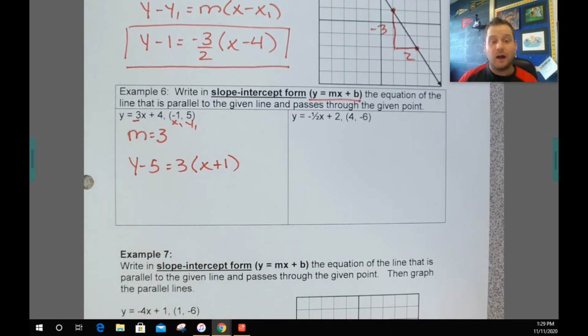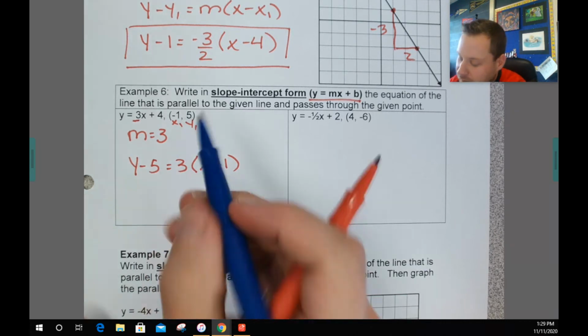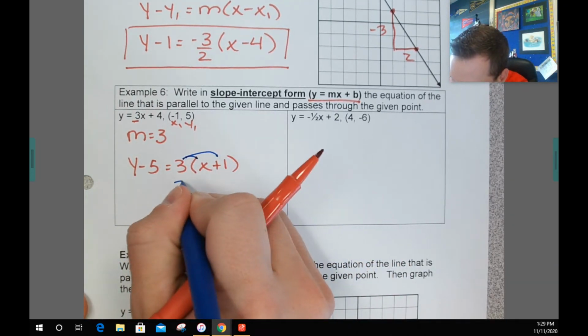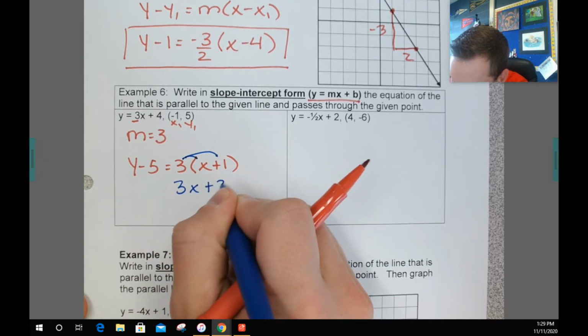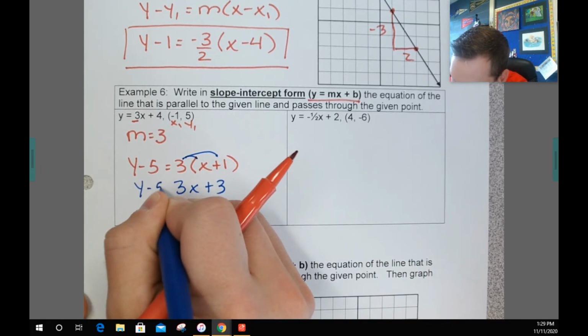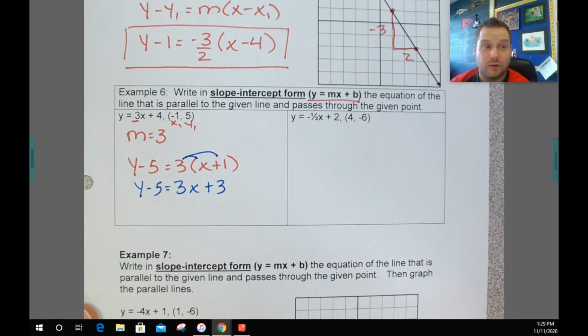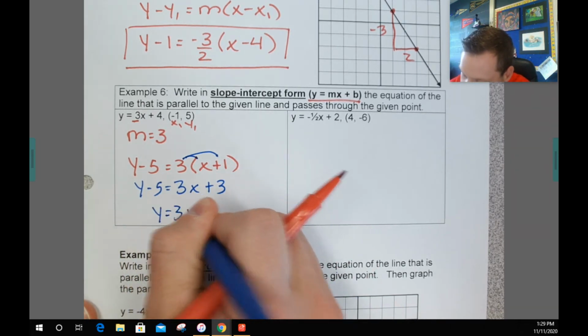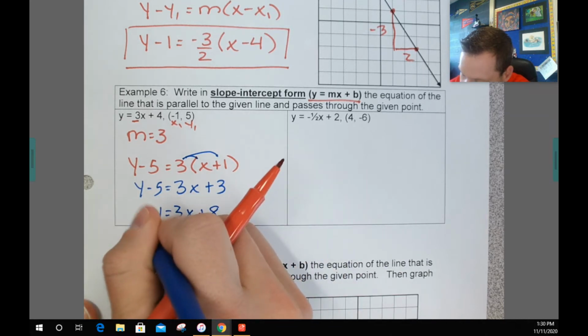Now, from the previous day, remember, to get this in y equals mx plus b form, your first step is to distribute the slope, and then we have to get y by itself. So we're going to go ahead and add 5 to each side. We'll get y equals 3x plus 8.